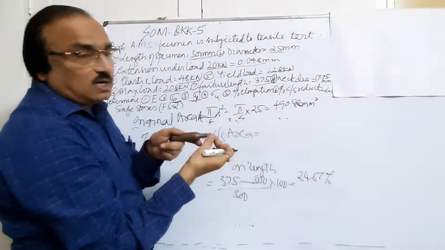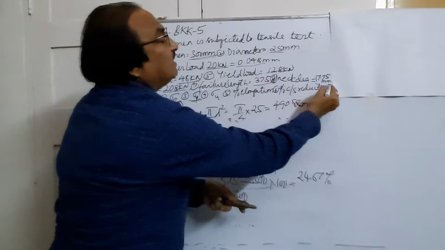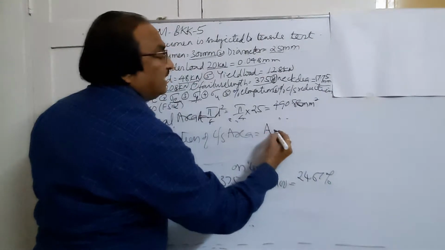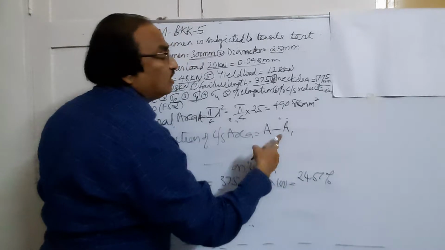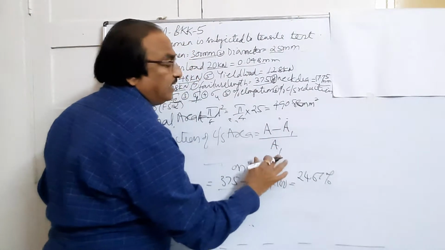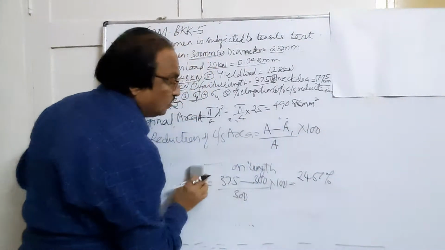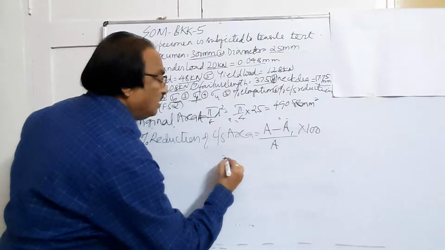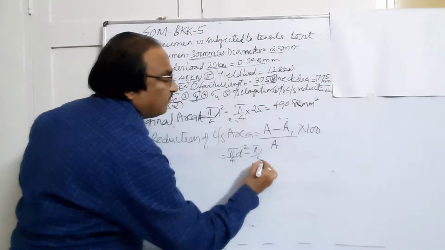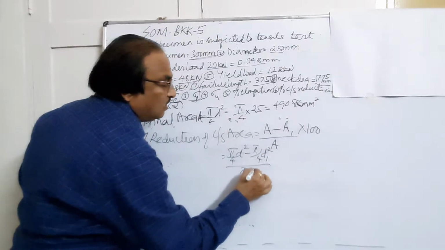So when it has broken, the diameter has decreased, and that diameter is 17.55 mm. So this will be equal to original area minus final area, because final area is less than the original area. We are comparing with the original area, so this is to be multiplied by 100. So this will be equal to pi by 4 into d square minus pi by 4 into d1 square divided by pi by 4 into d square.